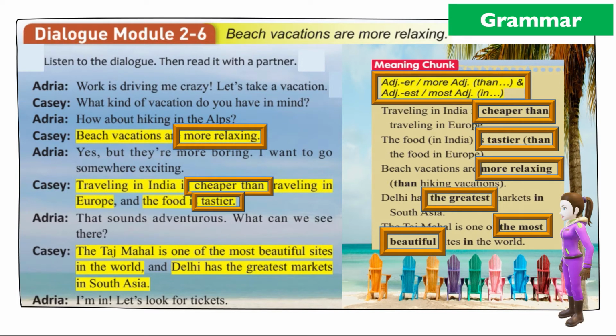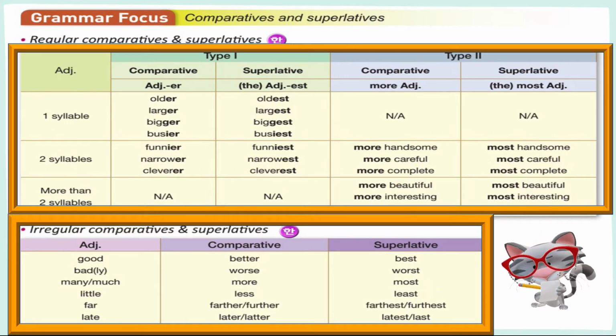So here in our grammar, we've been talking about adjectives, and we've been talking about comparatives. Notice under meaning chunk it says adjective plus er. Cheap is the adjective, you add er, and it becomes cheaper. Traveling in India is cheaper than traveling in Europe. So it's comparing, a comparative. And the one down the bottom, Delhi has the greatest, is saying which is best, which is the most interesting or most beautiful. Those are the superlatives. So here in our grammar it says comparatives and superlatives.